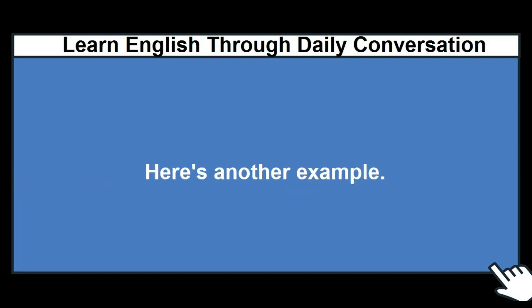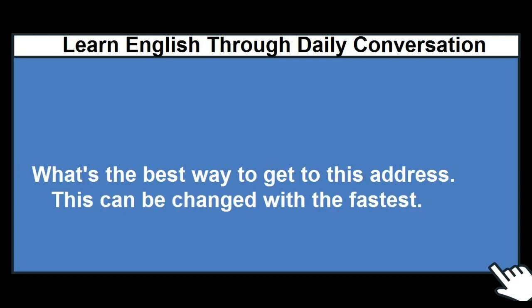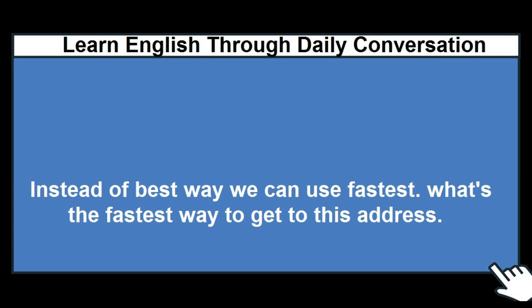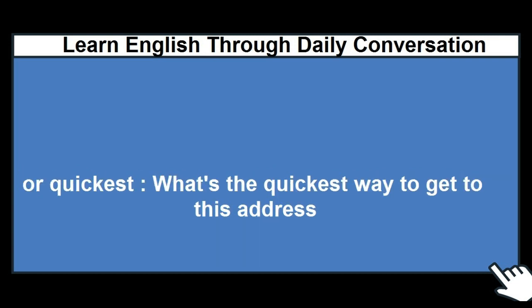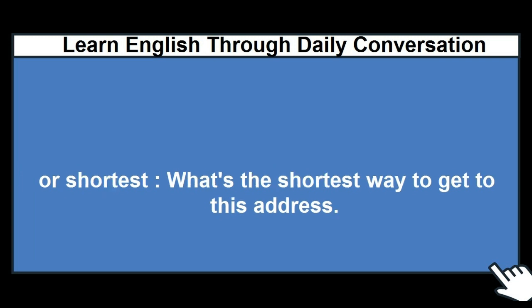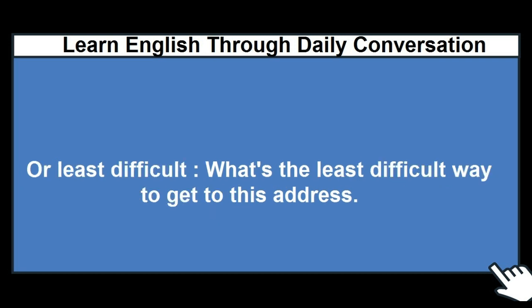Here is another example. What's the best way to get to this address? This can be changed with fastest. Instead of best way, we can use fastest. What's the fastest way to get to this address? Instead of fastest, we can use easiest. What's the easiest way to get to this address? Or quickest. What's the quickest way to get to this address? Or shortest. What's the shortest way to get to this address? Or least difficult. What's the least difficult way to get to this address?